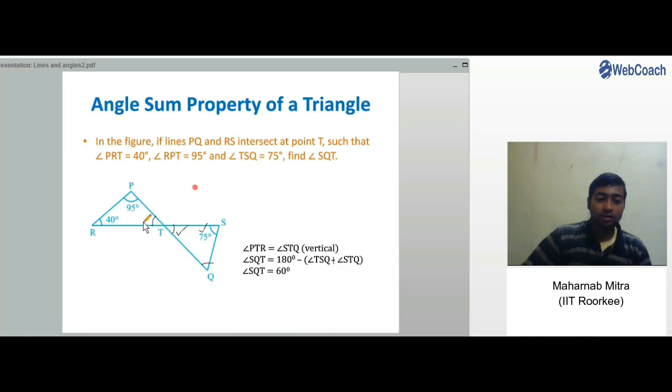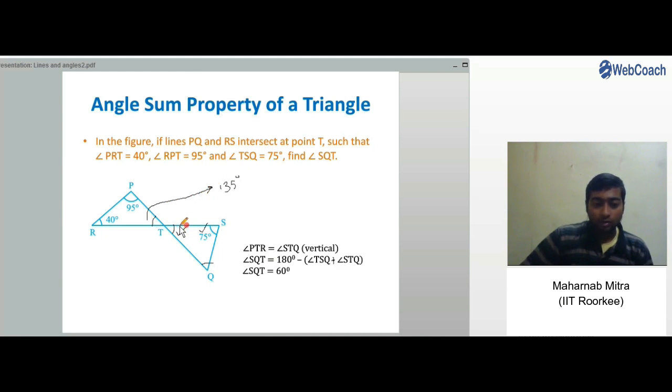And let's see what is the value of this one. So the sum of these two angles is 135 degrees, right? The value of this angle is 135 degrees.